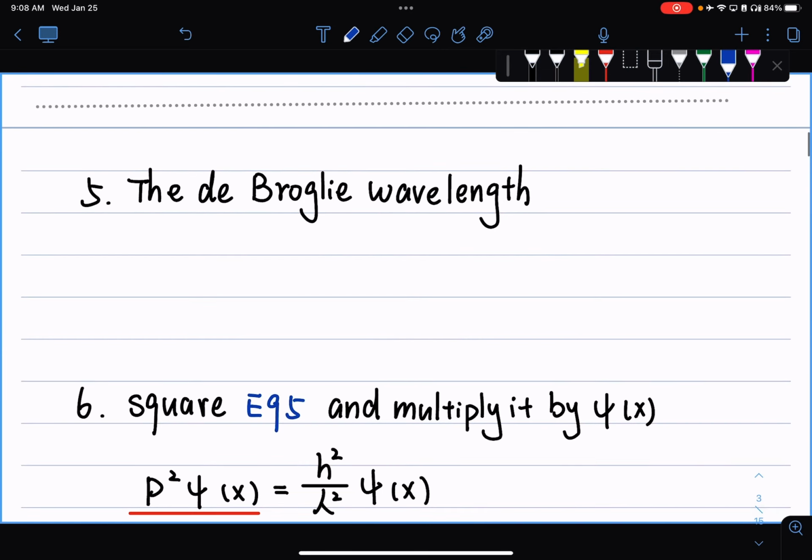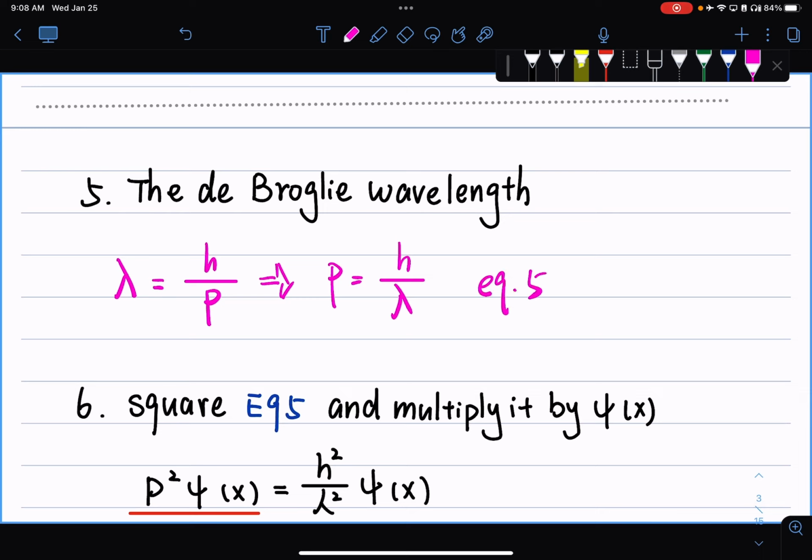We talked about the de Broglie wavelength last lecture. So we have lambda, the de Broglie wavelength, equals h over p, which gives you p equals h over lambda. So this is my equation 5, just the de Broglie wavelength.